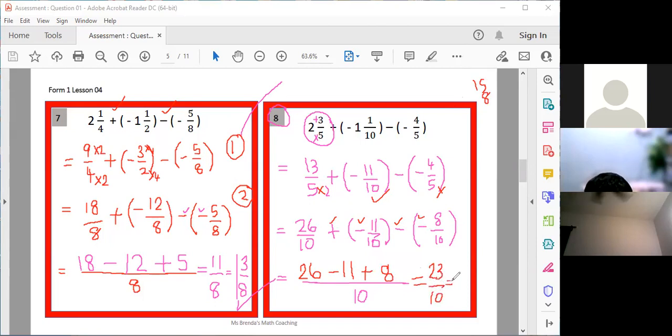But 2, 3 over 10. Yes, 2, 3 over 10. Thank you, Rishabh. You came in with the answer already. Do you understand now, guys?